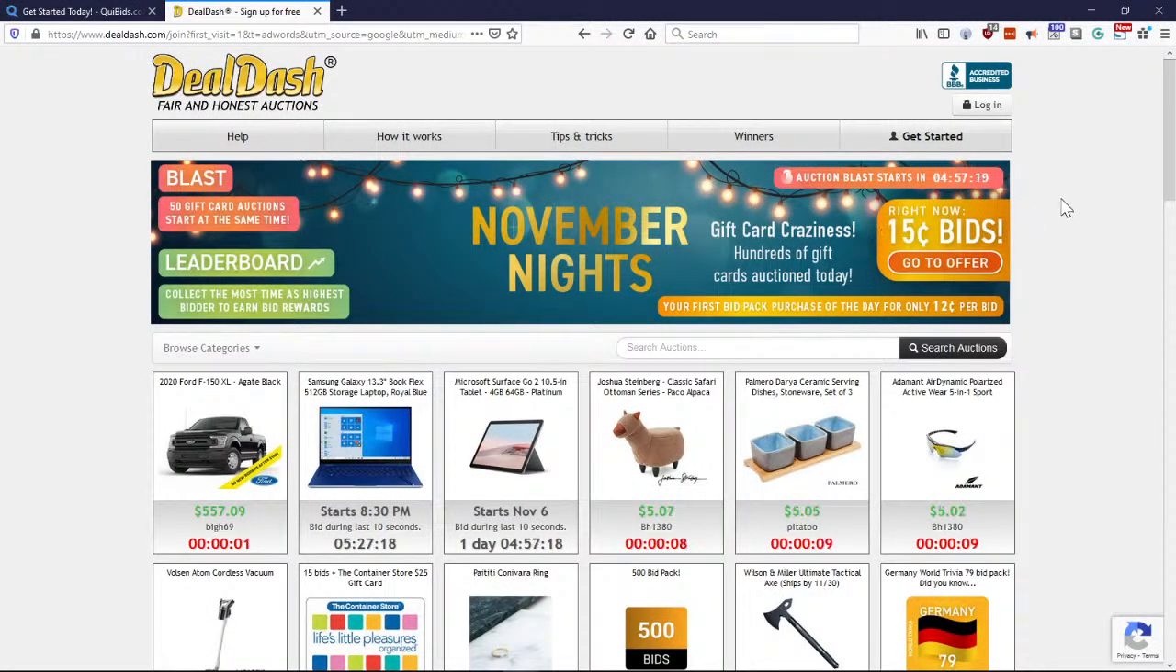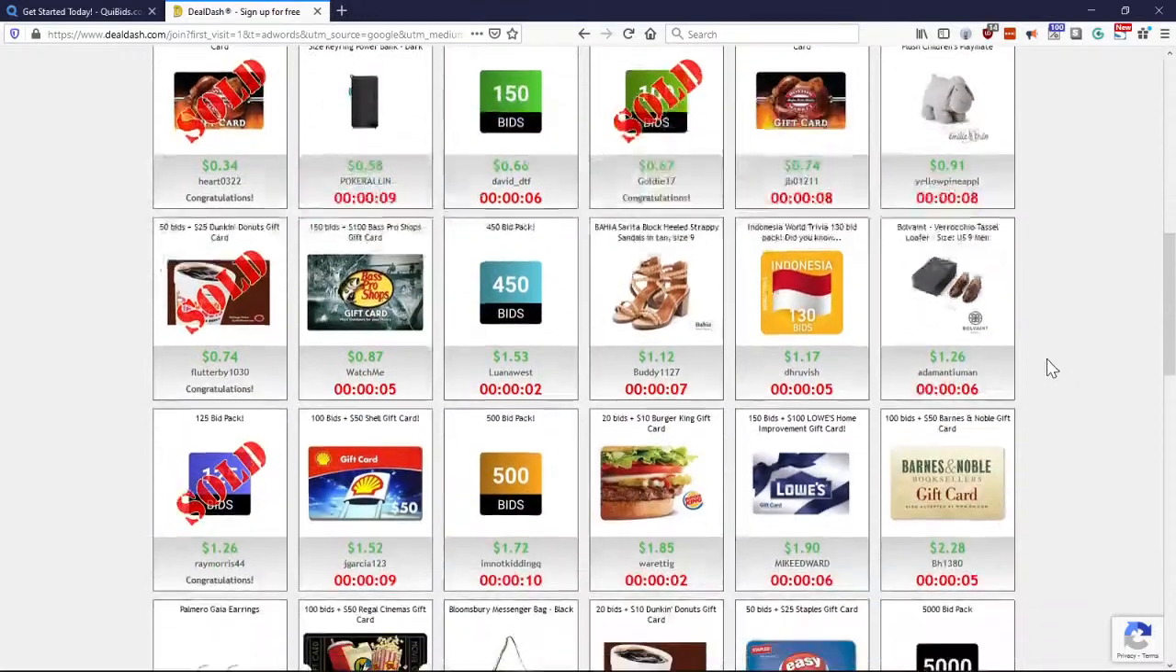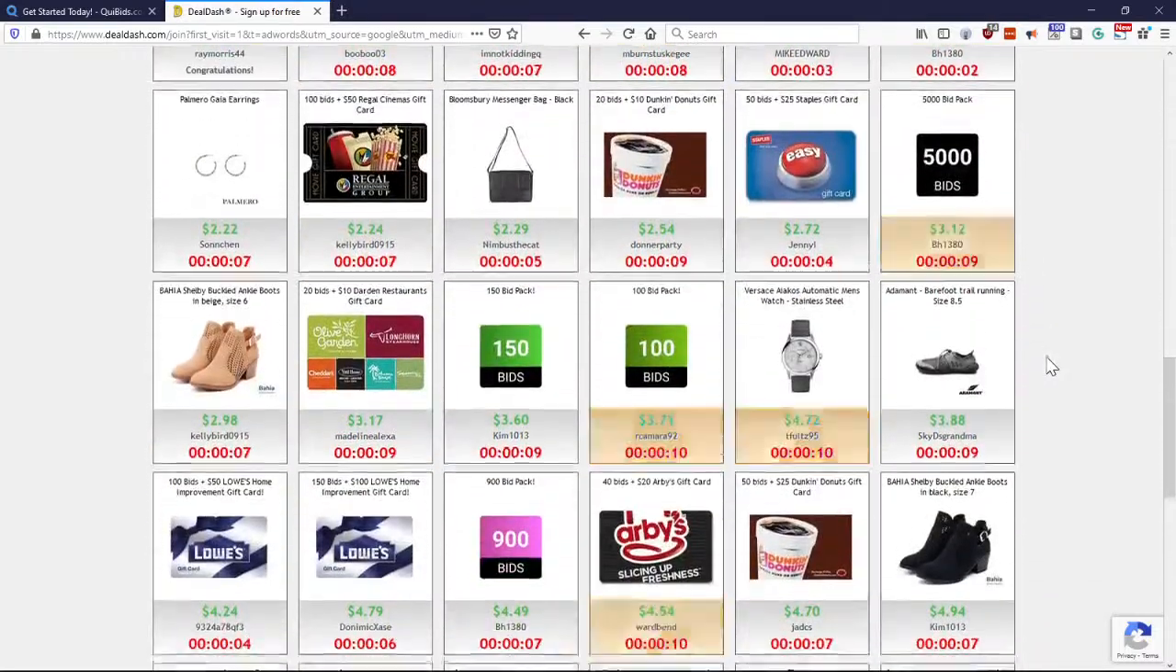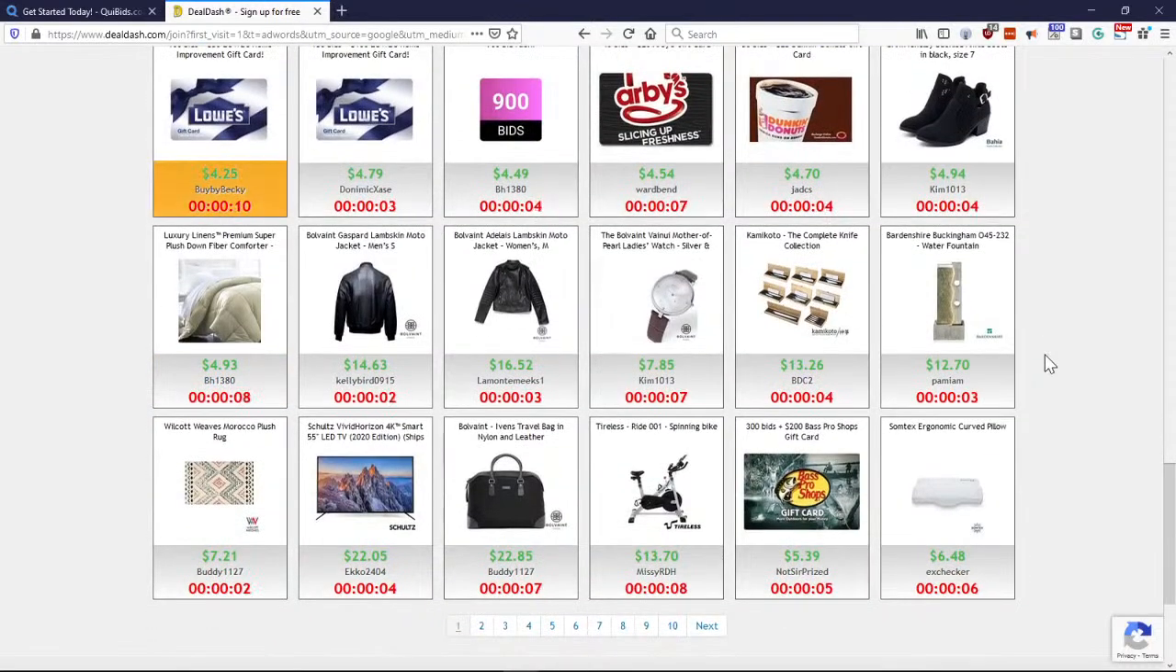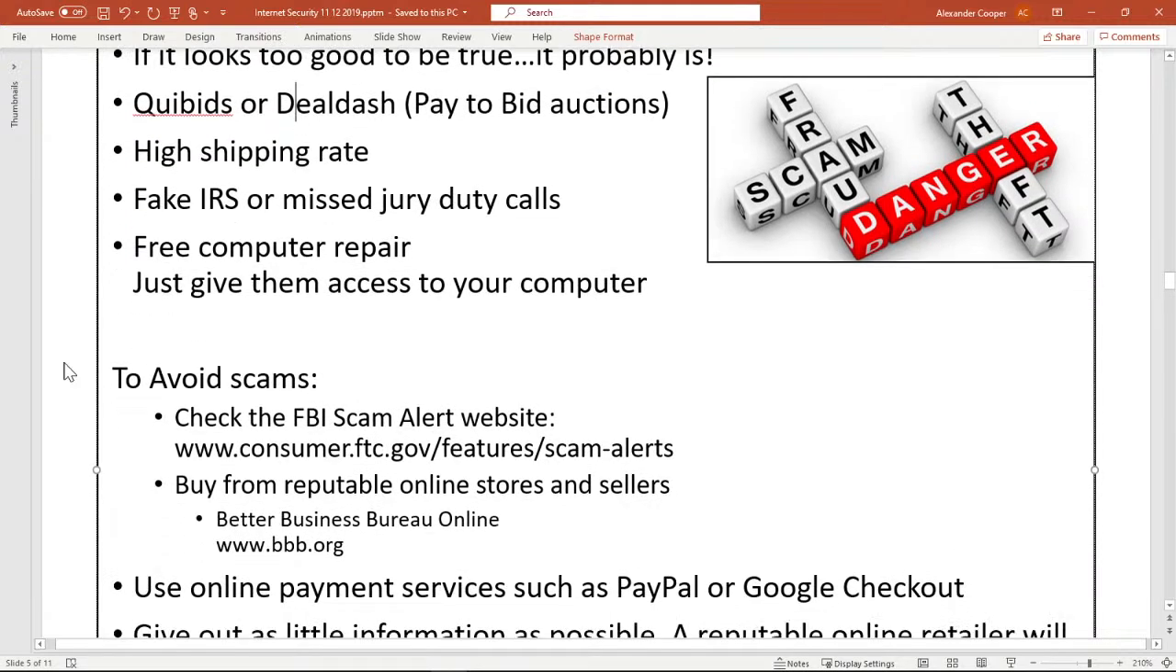The other one is Deal Dash. I view it as a scam as well. It's the same thing. Some of these places you can spend up to 25 cents, 50 cents to bid on something. And then if you lose, a lot of the time they say they'd be happy to sell you the item at full price. So basically the business rakes in hundreds, thousands of dollars from people that have not won anything. So you're spending money to not win anything, kind of like gambling, but not in a good way.